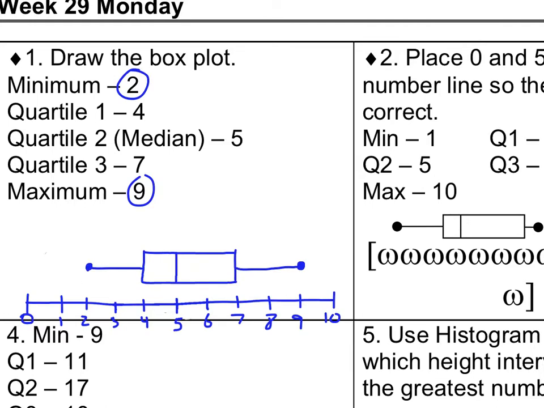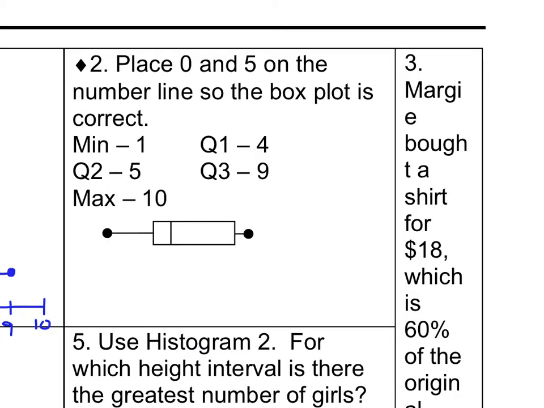Let's check out number 2. So in reading this question, I think I've figured out that those typos are supposed to be number lines. Anyway, I'm just going to draw a number line underneath this like that, and it wants me to place 0 and 5 on the number line so the box plot's correct. Now quartile 2 is 5, so that would be this line. So here is going to be my 5.